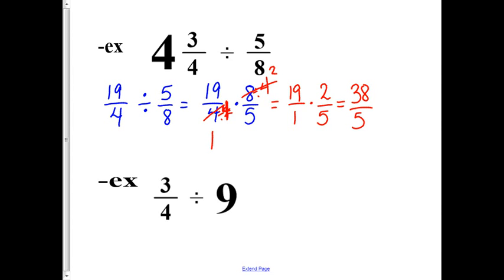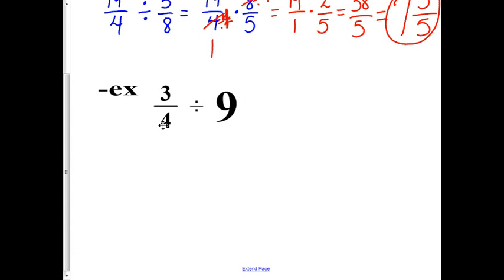38/5 is an improper fraction, and improper fractions need to get changed to mixed numbers, then simplified if we can. 5 goes into 38 7 whole times with 3 left over, so that's 7 3/5. 3/5 cannot be simplified. So there is my quotient, 7 3/5. 4 3/4 divided by 5/8 is 7 3/5.